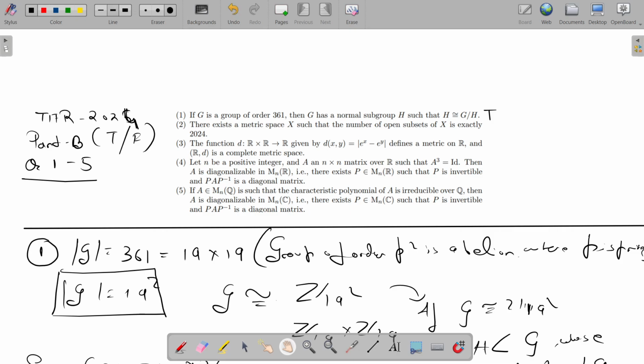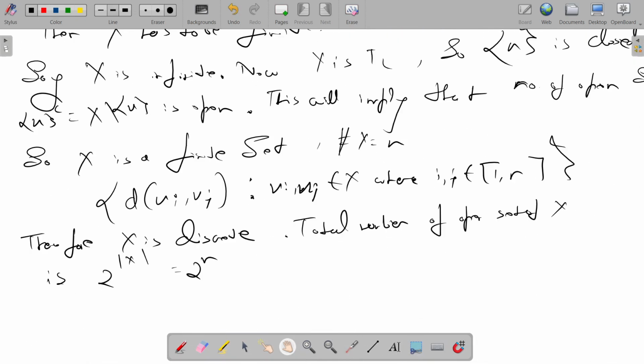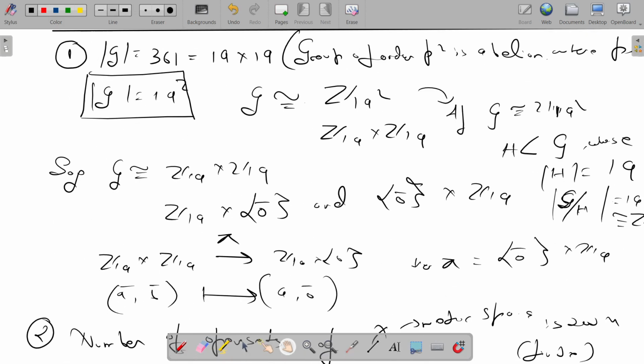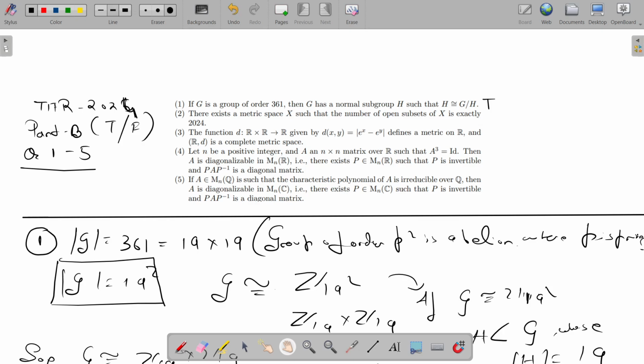I don't think so, because we know that 2 to the power 10, I think, is 1024. So 2 to the power 11, I think, will be 2048, right? So yeah, that is not possible. So this one is false. Okay, so question number 2 is false.